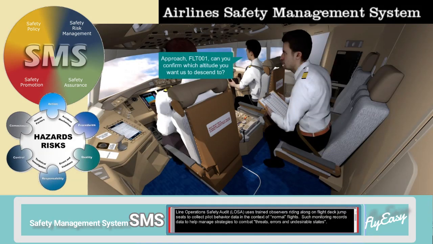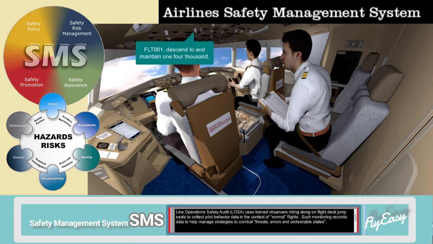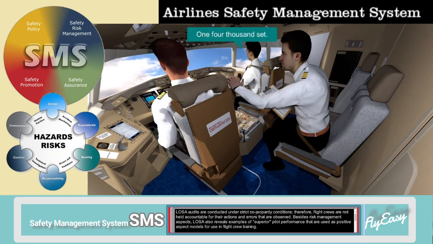LOSA uses trained observers riding along on flight deck jump seats to collect pilot behavior data in the context of normal flights. Such monitoring records data to help manage strategies to combat threats, errors, and undesirable states. LOSA audits are conducted under strict no-jeopardy conditions. Therefore, flight crews are not held accountable for their actions and errors that are observed. Besides risk management aspects, LOSA also reveals examples of superior pilot performance that are used as positive aspect models for use in flight crew training.